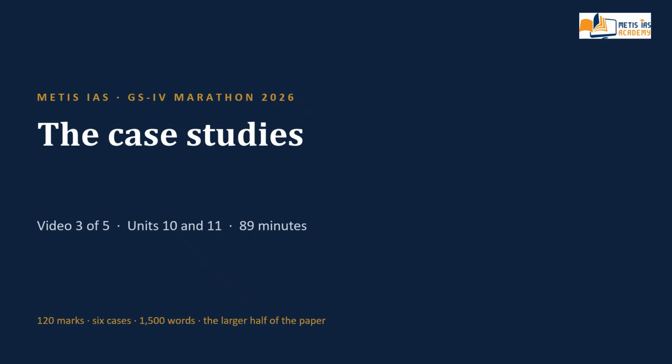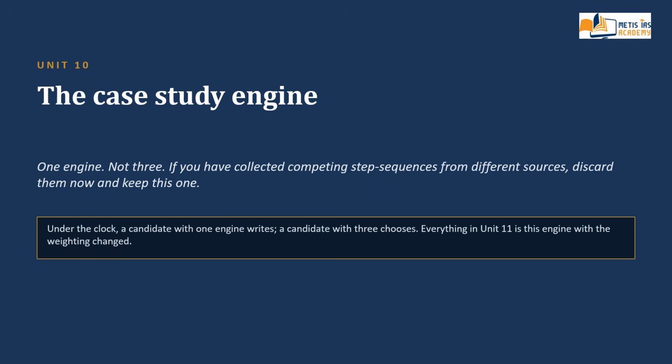Four things carry forward. I will name them rather than assume them. The first thing is Section B: 6 cases, 20 marks, 250 words, about 13 minutes each, 2 to 4 subsections. So 60 to 120 words apart.